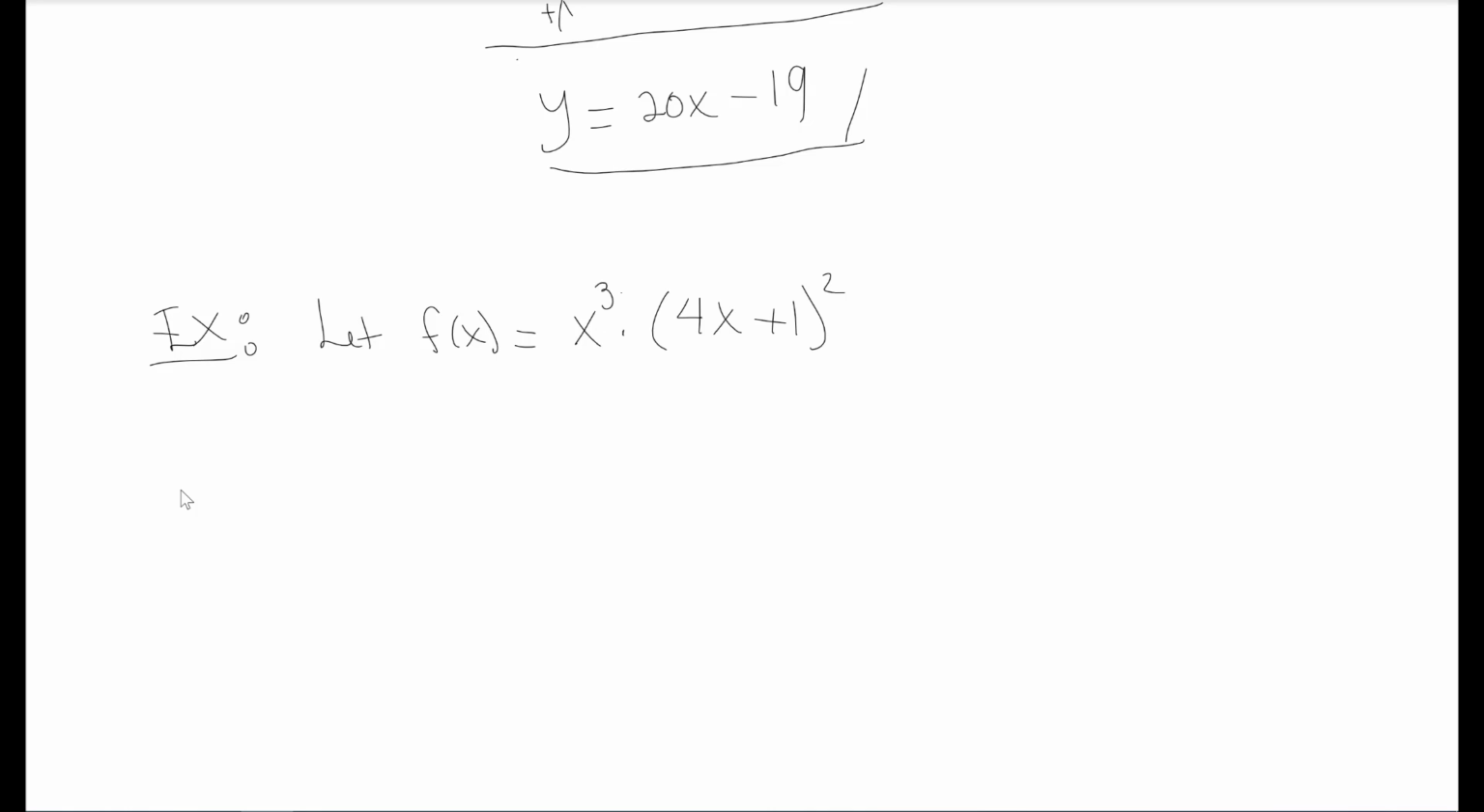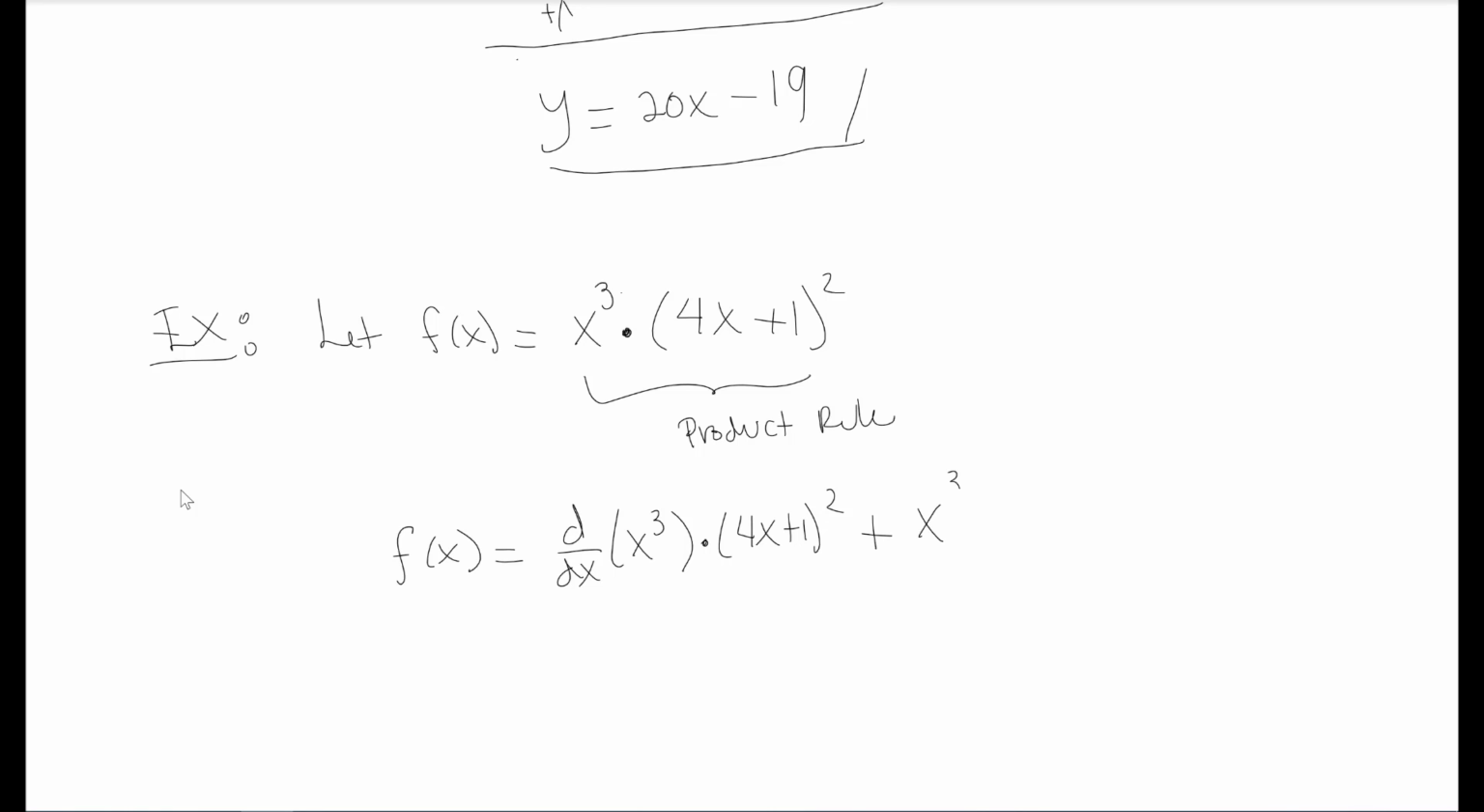So my hint here is that you have times. So I need to use first and foremost a product rule, and within that product, I'm going to have a chain rule. So f of x, and I'm going to write it a little bit more explicitly. The product rule says the derivative of the first, so I'm going to say d dx of x cubed, times the second left alone, plus the first, x cubed, times the derivative of the second.